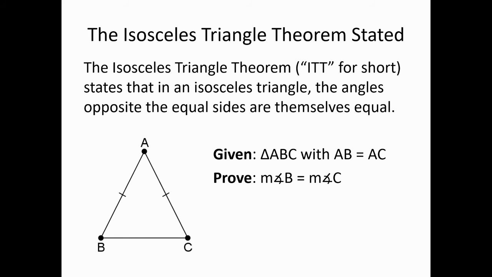Now, here it is, the Isosceles Triangle Theorem, the ITT. It says that in an isosceles triangle, the angles opposite the equal sides are themselves equal. So the given then would be this. We have a triangle ABC with a pair of equal sides, the legs, AB equals AC. And then we will prove that the measure of angle B is equal to the measure of angle C.